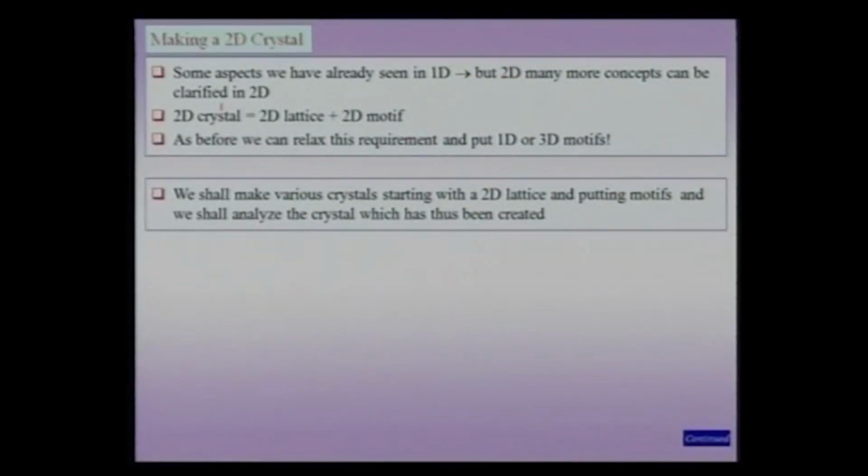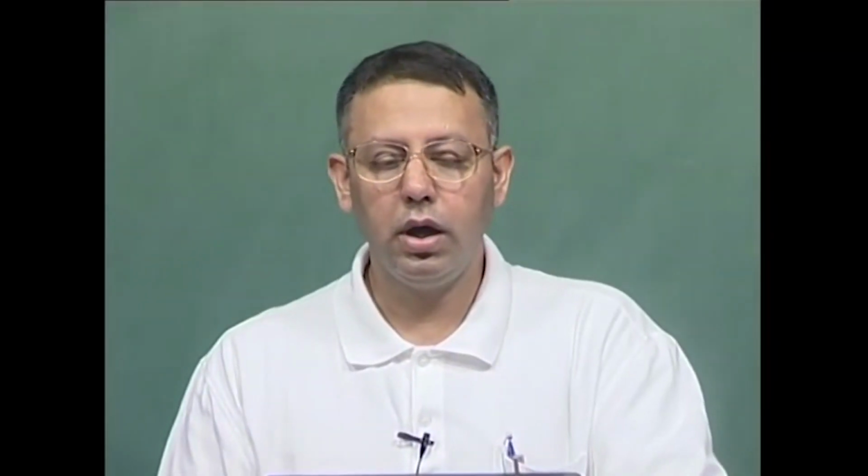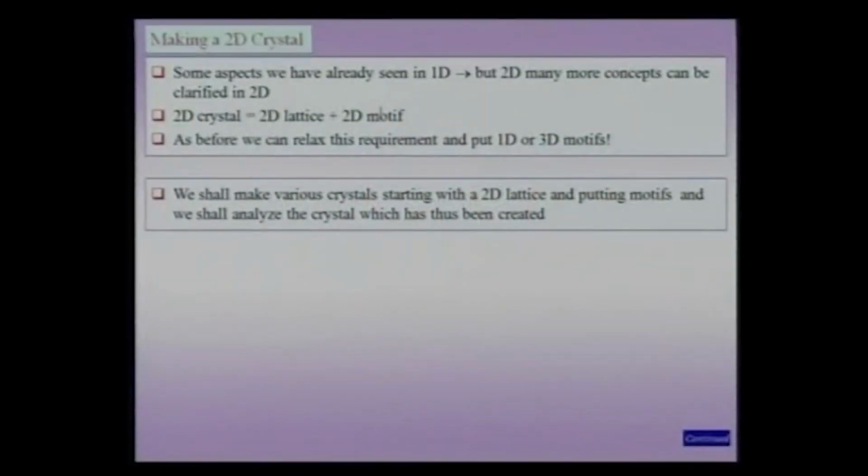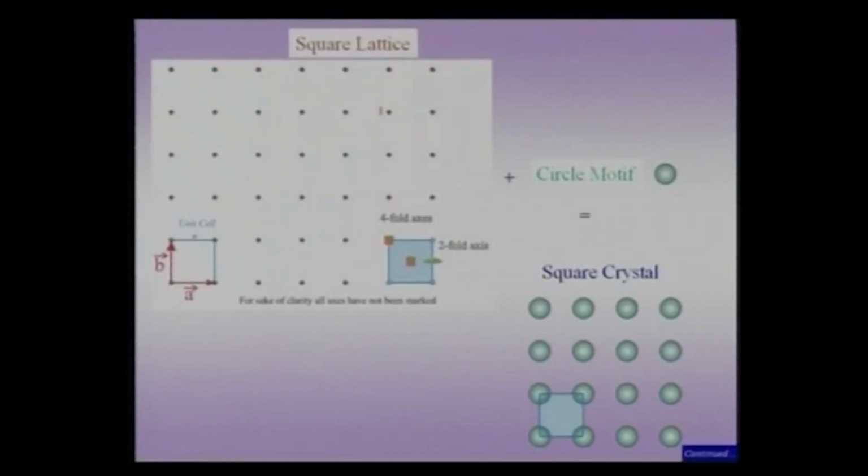So, let us construct some two-dimensional crystals, and we will be able to illustrate certain concepts which we could not illustrate in one dimension, especially related to rotational symmetry. As before, we can generate a two-dimensional crystal by starting with a two-dimensional lattice and decorating it with a two-dimensional motif. We can relax this constraint of the two-dimensional motif by either putting a one-dimensional motif or a three-dimensional motif to get a two-dimensional crystal. But for now, we will only consider two-dimensional motifs which will be used to decorate a two-dimensional lattice.